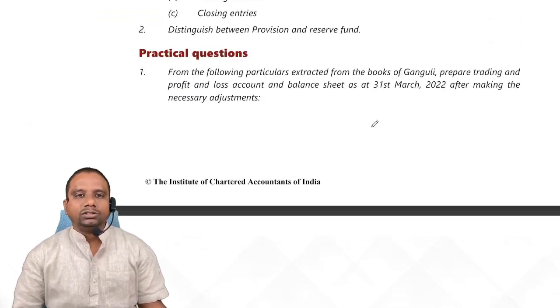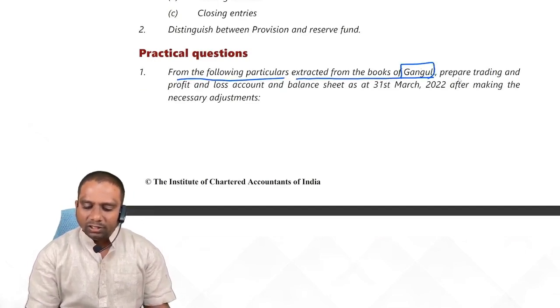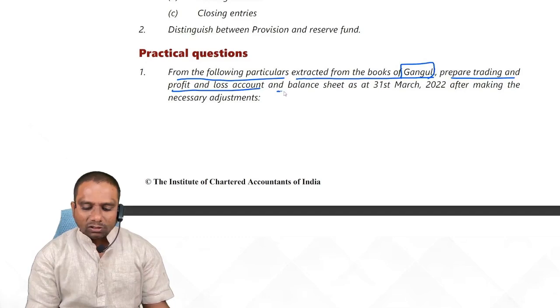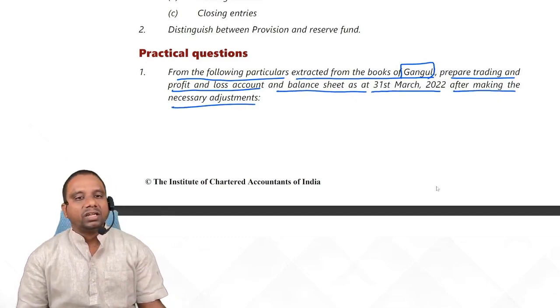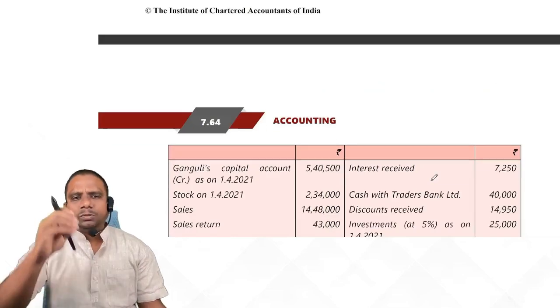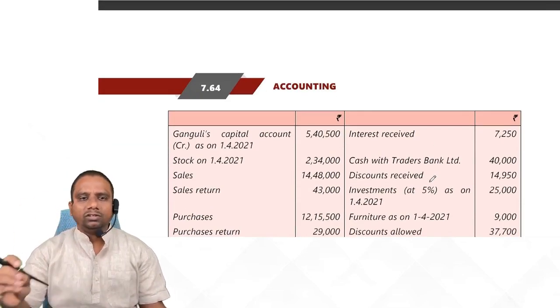Yes, practical questions. From the following particulars extracted from the books of Ganguly, prepare trading and profit and loss account and a balance sheet on 31st March 2022 after making the necessary adjustments. Fine. So first, prepare all the required accounts: trading account, P&L account, and balance sheet.